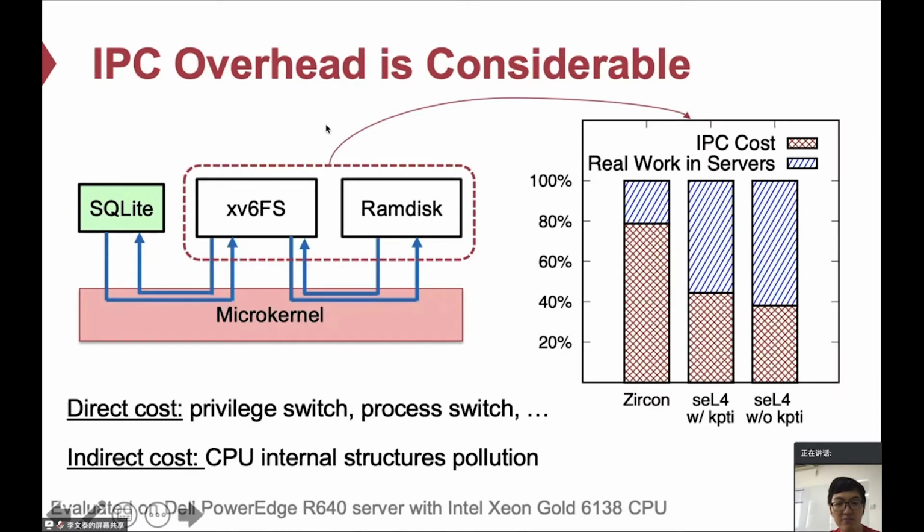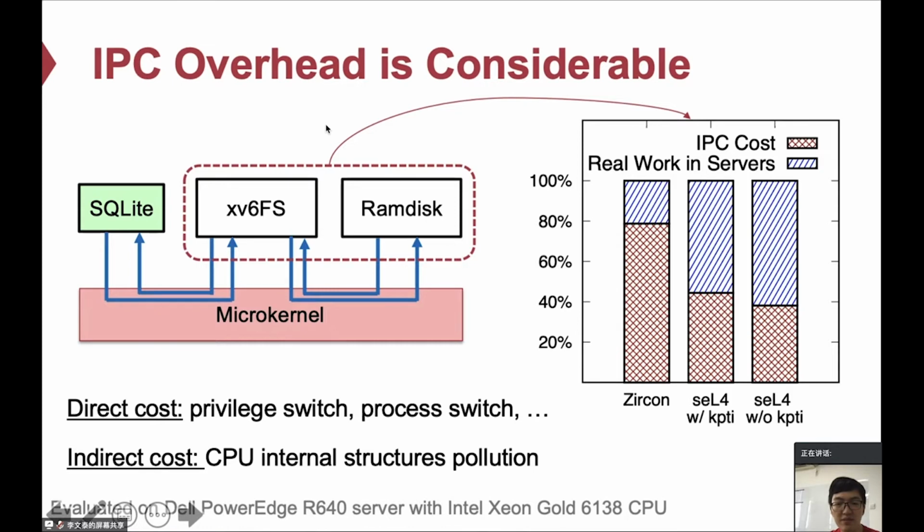We conducted an experiment with SQLite and two system servers, the XV6 file system and a simple RAM disk. The results show that the IPC overhead is considerable in IPC-intensive workloads, specifically when the underlying microkernel is seL4, which does lots of optimizations for its IPC. Only about 60% of the time spent on the servers are used to do real work. If the underlying microkernel is Zircon, which does not embrace those optimizations, the IPC cost will be even much higher.